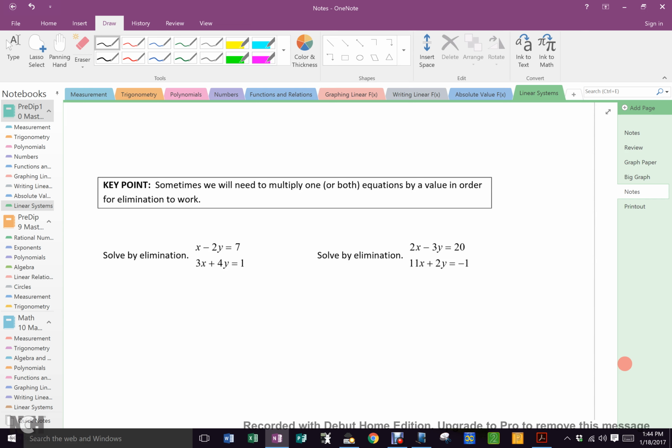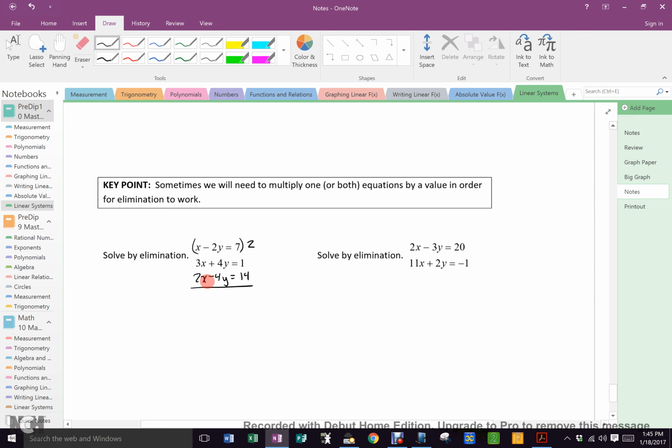Okay. Look at this. Is this one easy for elimination? No. Why, Sam? Because they're not the same. Nothing matches up. What am I allowed to do to change the way it looks? Multiply. So what if I multiply this side by 2? What would I get? 2x minus 4y would equal what? 14. Now, can I eliminate?